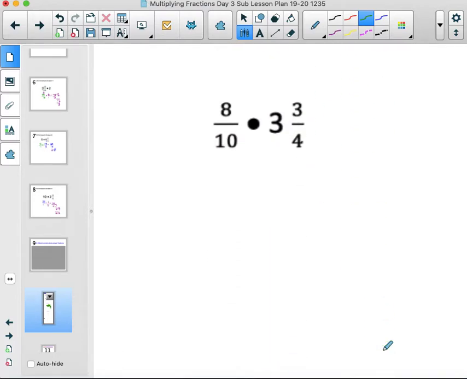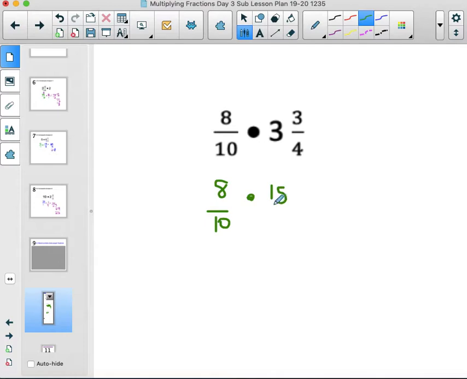All right, last problem of this kind. Try it yourself. 8/10 times 3 3/4. Pause the video. Start it when you're ready. All right, we're going to keep 8 over 10 times 4 times 3 is 12, plus 3 is 15 over 4.